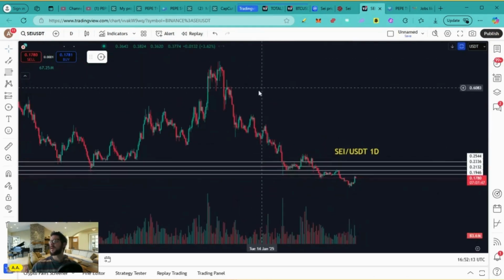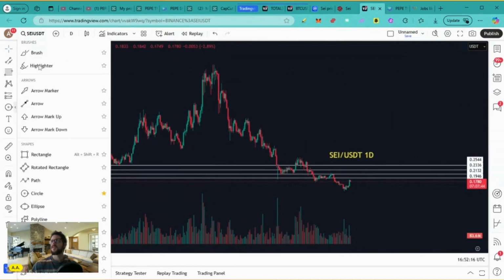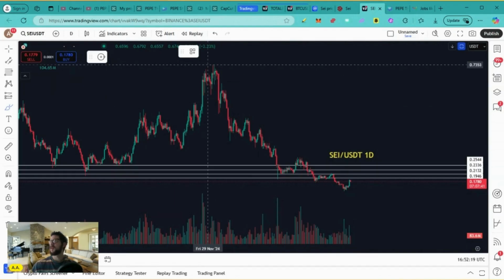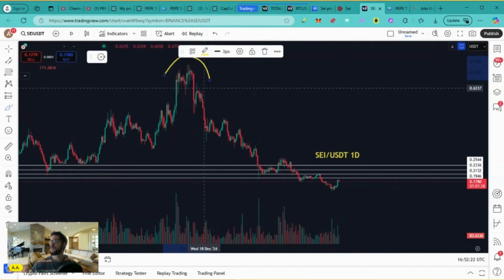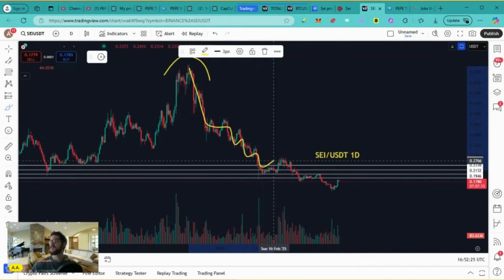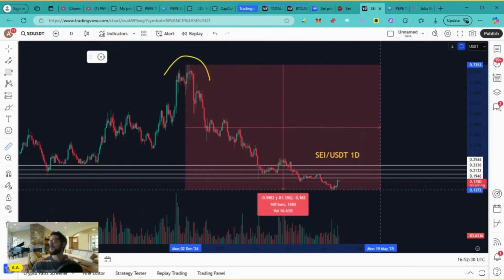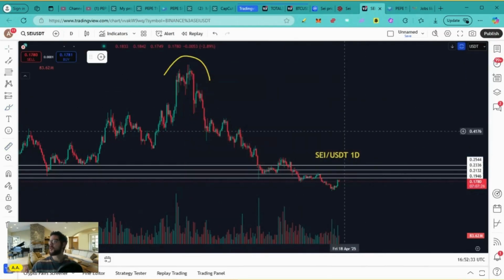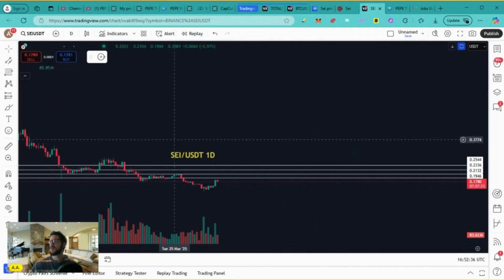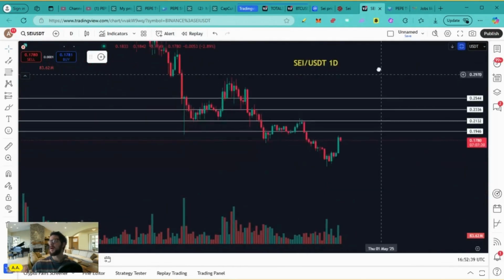As you see here, back in December of 2024, SEI pumped all the way up to 73 cents. Then traders and investors took profits, and the price action pulled back, started downtrending. Since this local high, SEI has lost over 80% of its value. So the real question is right now, have we found a bottom yet? This is what we are going to try to figure out in this video.